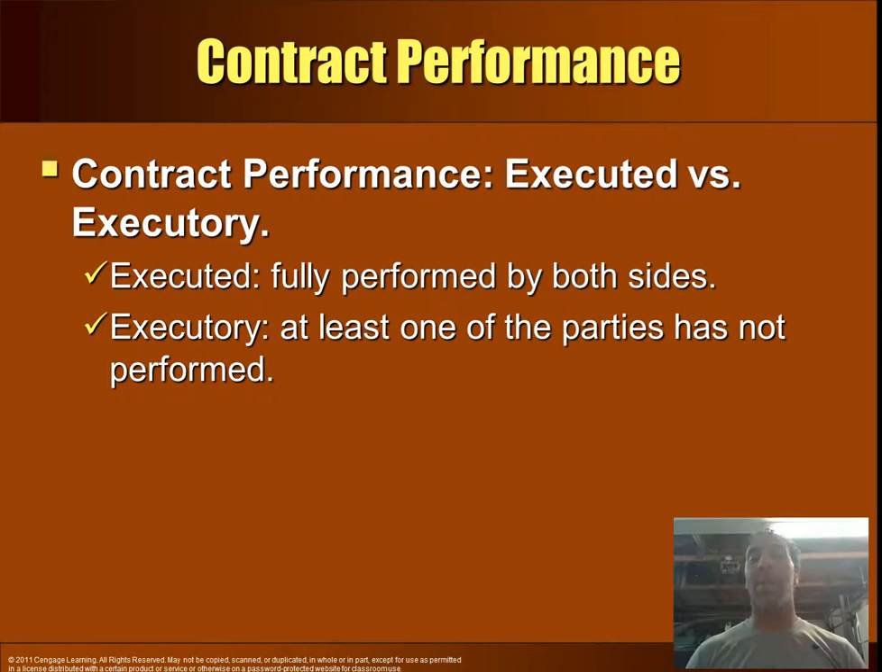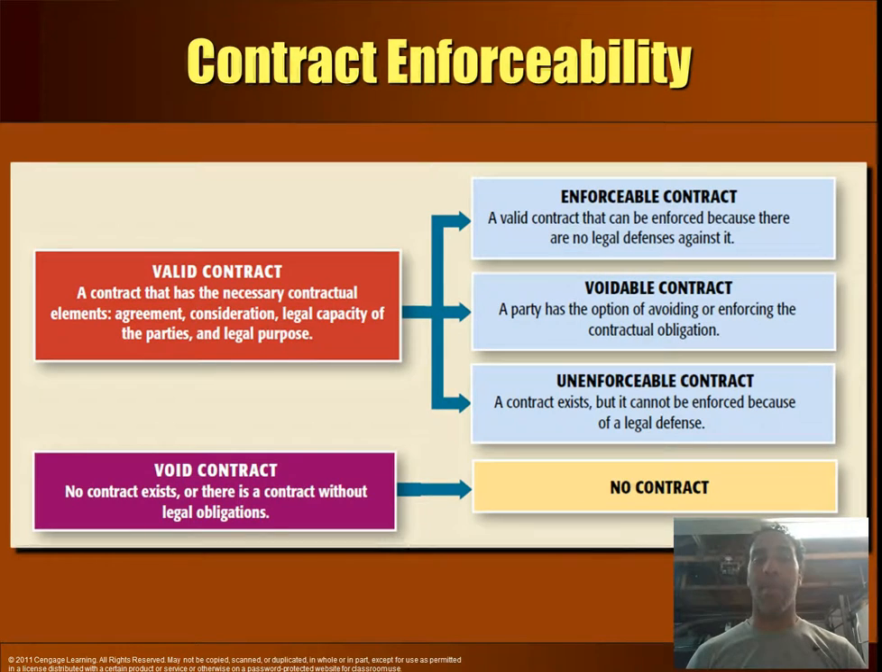Contract performance, executed versus executory. So executed, fully performed by both sides. So I promise to do this, you promise to do that, and we both fulfilled our promise. Or I promise to do this, and you had an act to perform, but we both fulfilled the sides that we were on. And executory is at least one of the parties has not performed. So maybe both of us didn't perform, maybe just I didn't perform, maybe you didn't perform, but in such an instance, somebody did not perform.